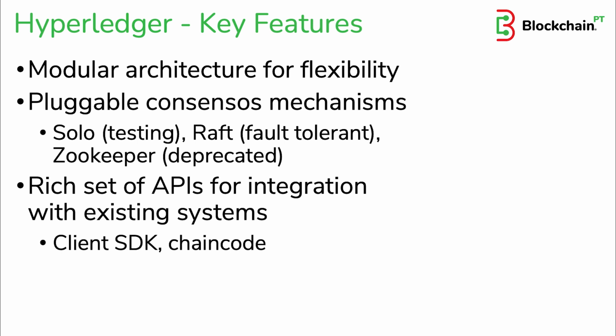Hyperledger key features. The key features of Hyperledger are its modular architecture, which jointly with its pluggable consensus mechanism provide flexibility. Examples of consensus algorithms pluggable in Hyperledger are Solo for testing, the fault-tolerant Raft, and the now deprecated Zookeeper. Furthermore, Hyperledger has a rich set of APIs, Client Software Development Kit, and Chaincode API. This helps integrating with existing systems.